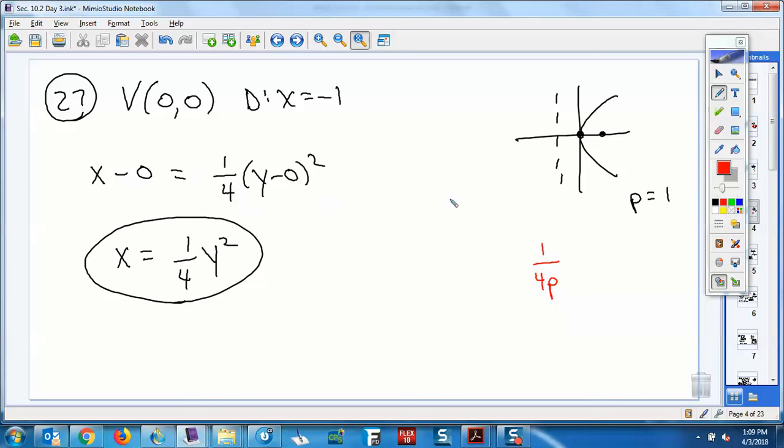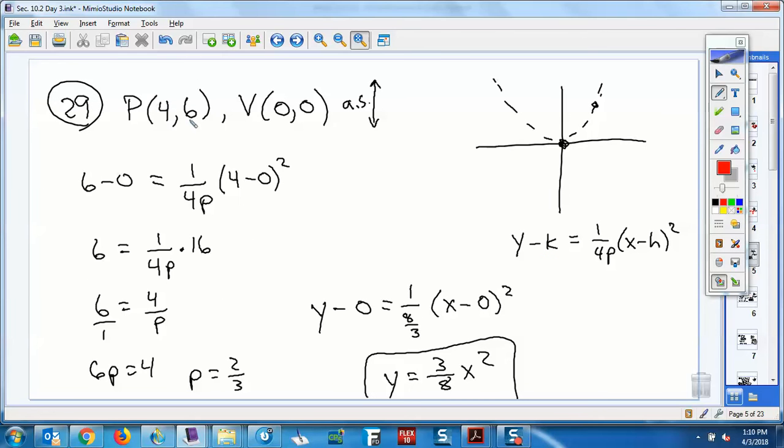Now, again, notice this for time, it's x minus h equals 1 over 4p, and then it's the y that's squared when it goes sideways. 29, they give you a point on the parabola, so that's x and y, and then the vertex is 0, 0, so you put your 0, 0 in there for h and k, you put your x and y in for 6 and 4, and you figure out what p is, and p is 2/3. So when you put 2/3 right there for the p, you get 8/3. So you get 1 over 8/3, which would be 3/8, and so that's where that came from.